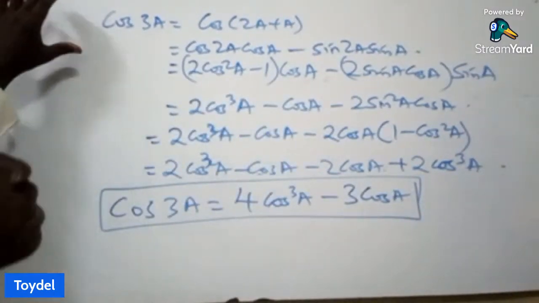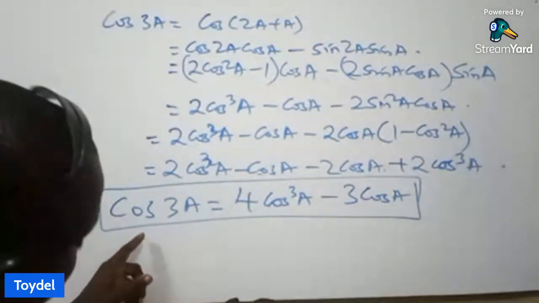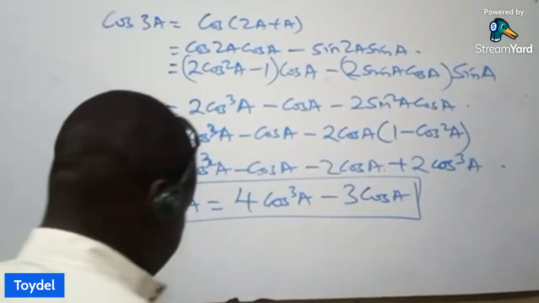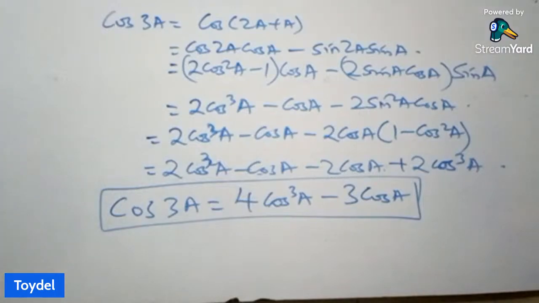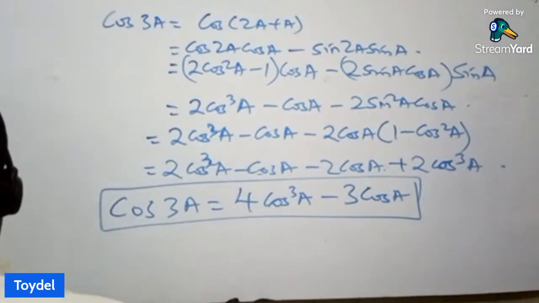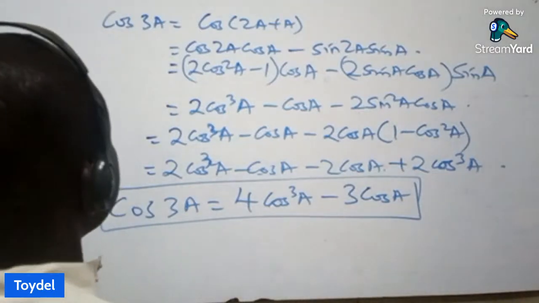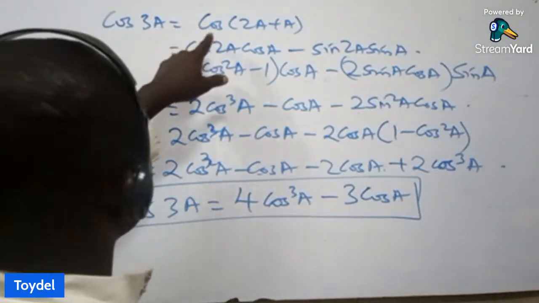So we've gotten the expression for sine 3a. This will be the expression for cos 3a in terms of cos. Then that of tan is also the same process. For tan 3a, you write it as tan of 2a plus a.